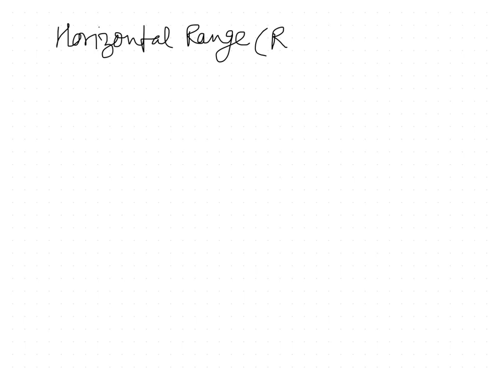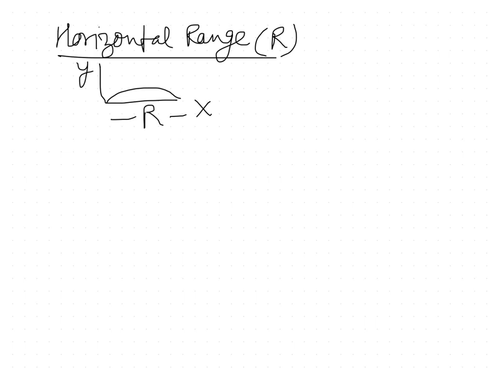Now we can also calculate horizontal range. So our fourth topic is horizontal range. The distance traveled by the object along the x direction, or horizontal direction, is called its range. So this is the x direction and the object falls like this. So this distance is called range. So we have to calculate the distance traveled along the x direction.